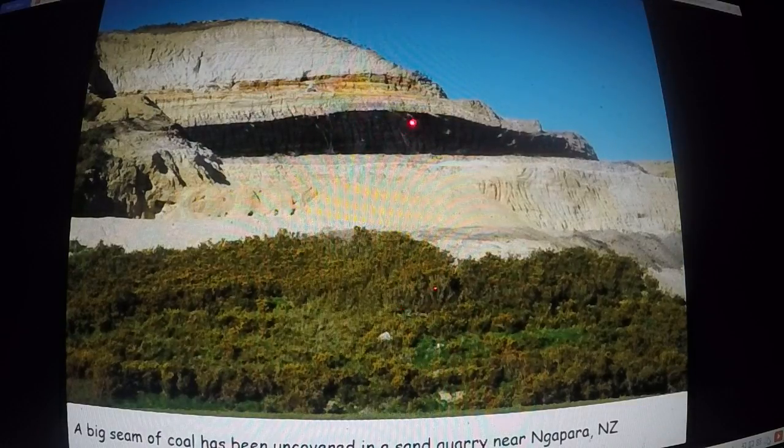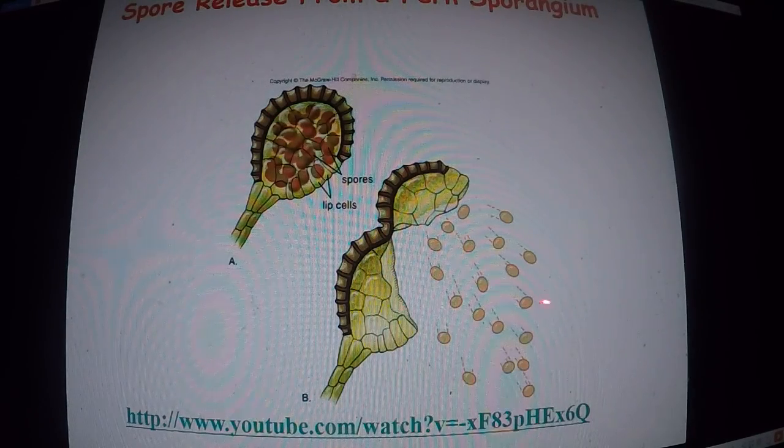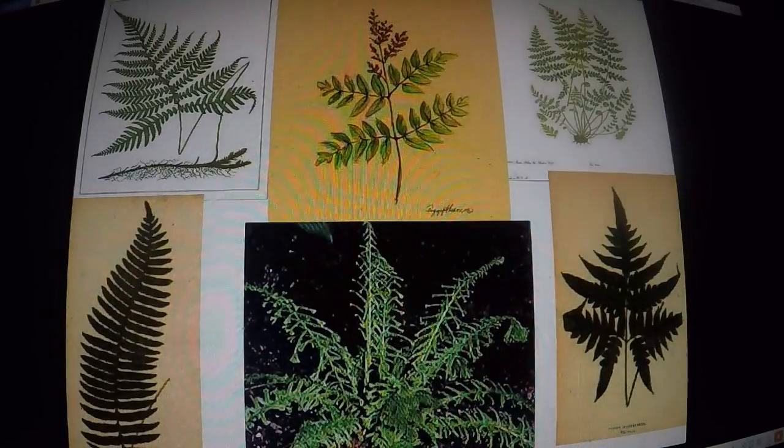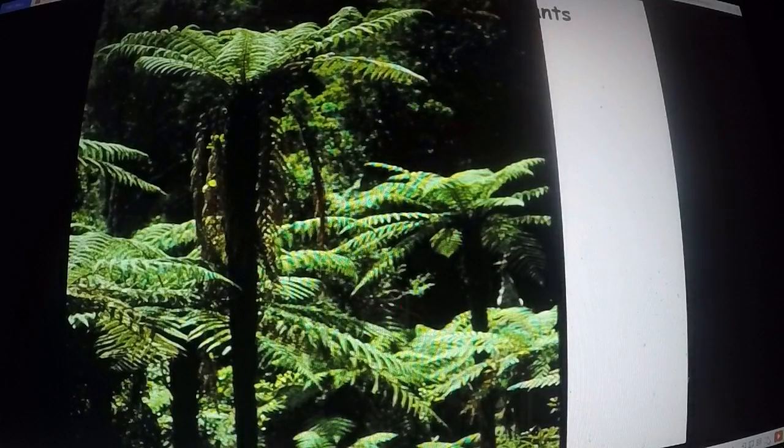There's a coal deposit. There's the spores being released from the fern. Ferns are pretty. That's a tree fern.